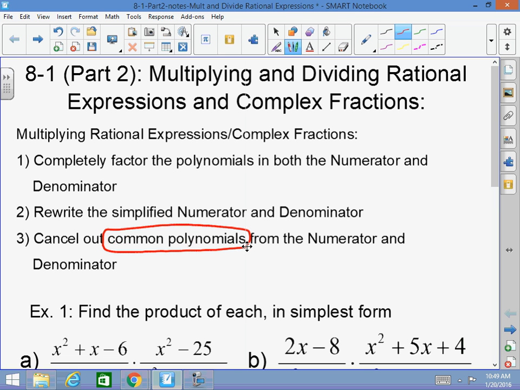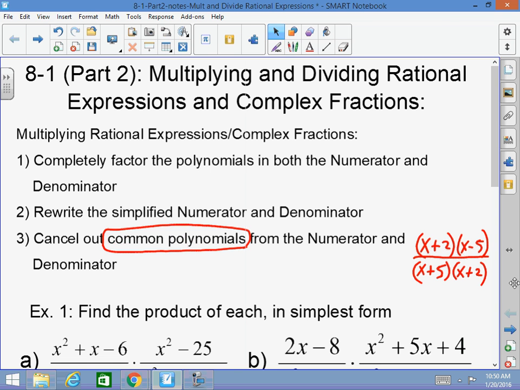You cannot cancel out individual pieces of polynomials. What does that mean? If I have x plus 2 times x minus 5 over x plus 5 times, let's say, x plus 2, I can completely cancel out the x plus 2 with the x plus 2 because those are identical polynomials.